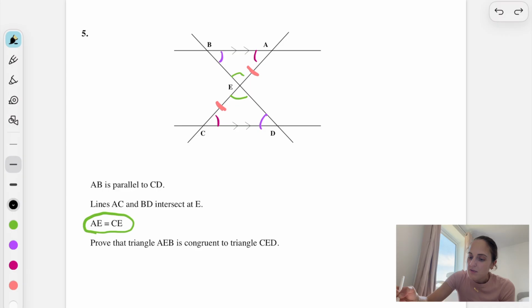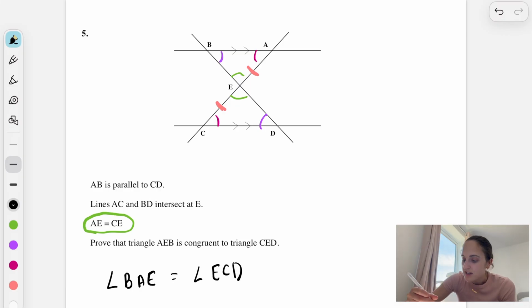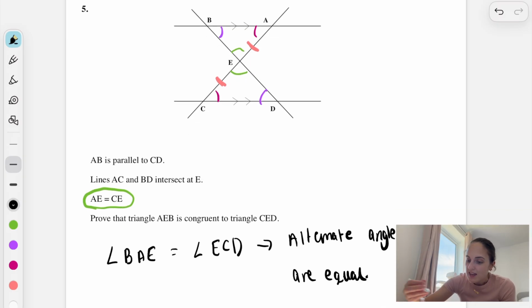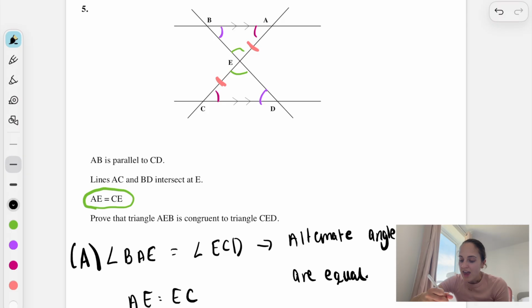So to write that down mathematically, firstly, I'm going to write down angle BAE is equal to angle ECD. And the reason for that is because they're alternate angles. So alternate angles are equal. I'm then going to write AE equals EC. And that's just because we're told in the question. So I'm going to put BAE is equal to ECD and I'm going to write an A in brackets. AE equals EC and I'm going to put an S in brackets.